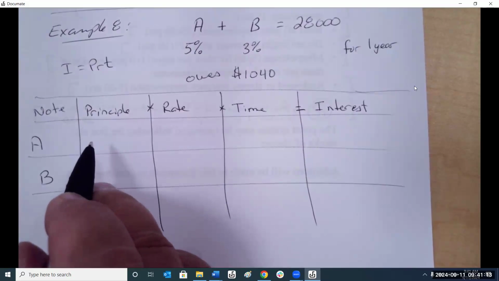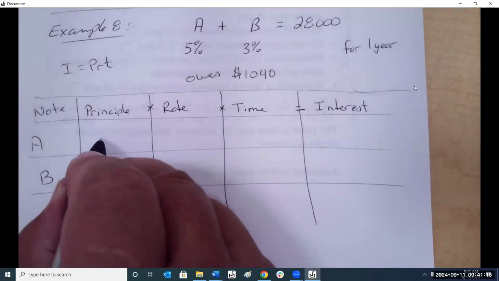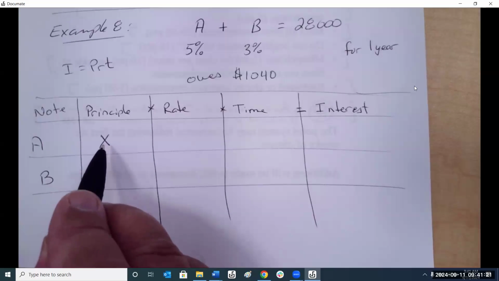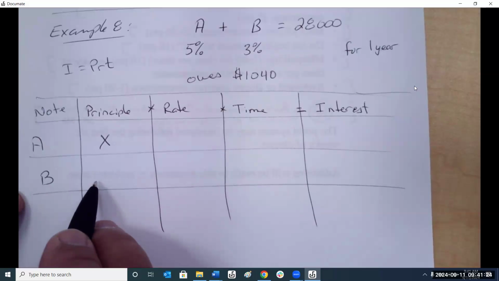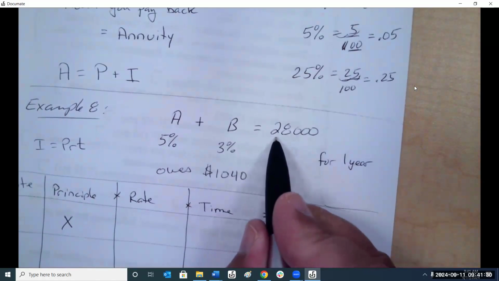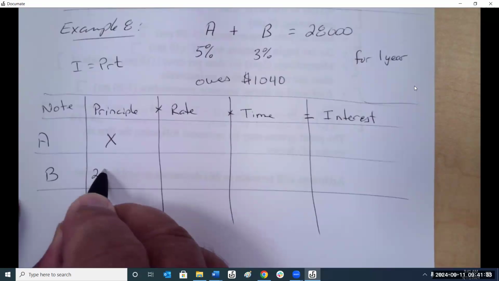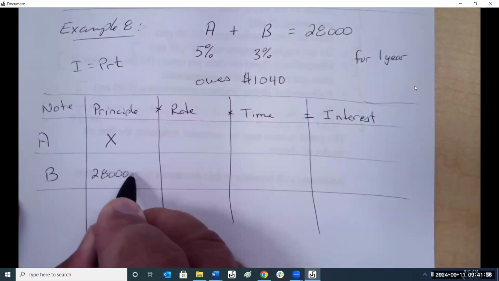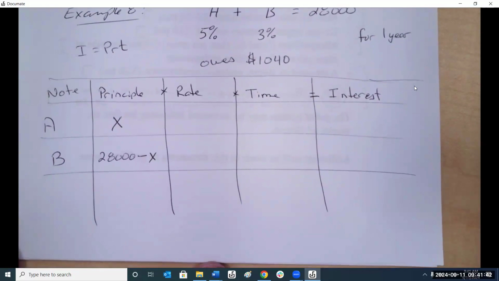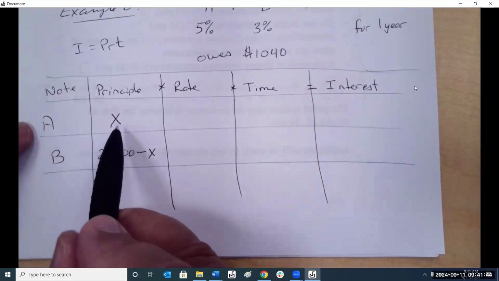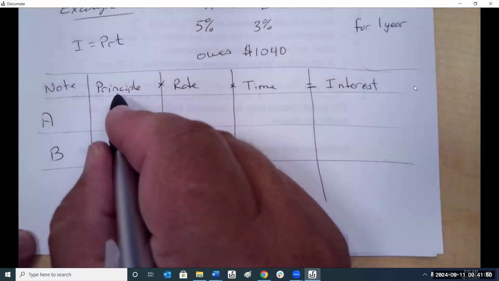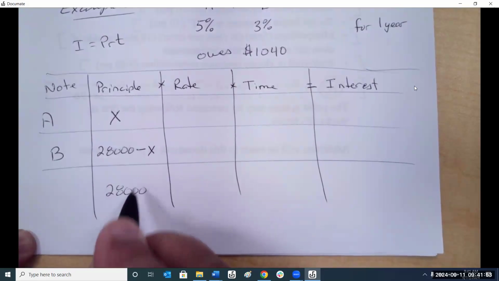Do we know how much he borrowed from loan A? So let's say it's X. That's when we don't know what it is. If he borrowed X dollars for loan A, how much did he borrow for loan B? We do know, because he borrowed a total of $28,000. So it's $28,000 minus whatever he borrowed for X. So if he borrowed $8,000 for A, how much did he borrow for B? 20,000. So together, both of these have to equal $28,000.